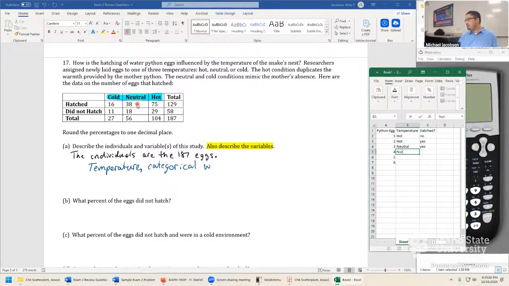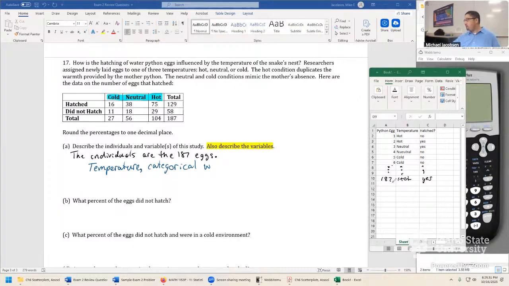Yes. Neutral, no, and maybe cold. No, cold, no. This is what the table would look like with one additional thing. It would have dot, dot, dot until we get to 187. And maybe that one was a hot with a yes. And the dot, dot, dots are just to convey this goes for a little while.